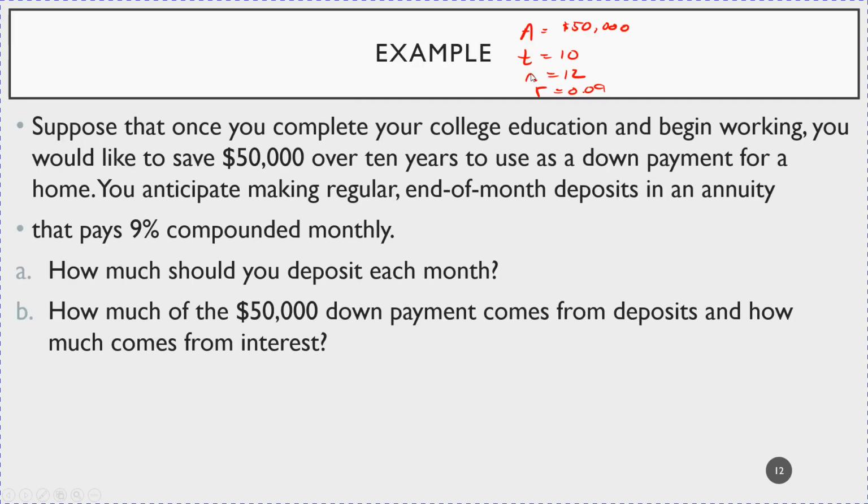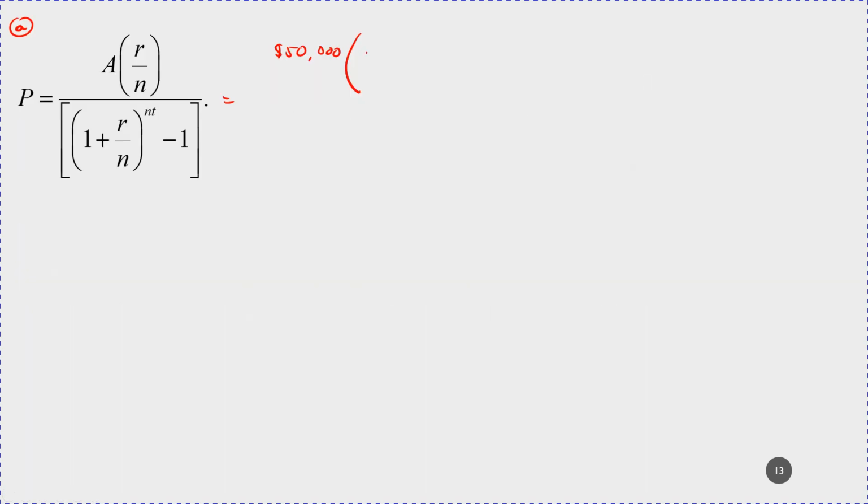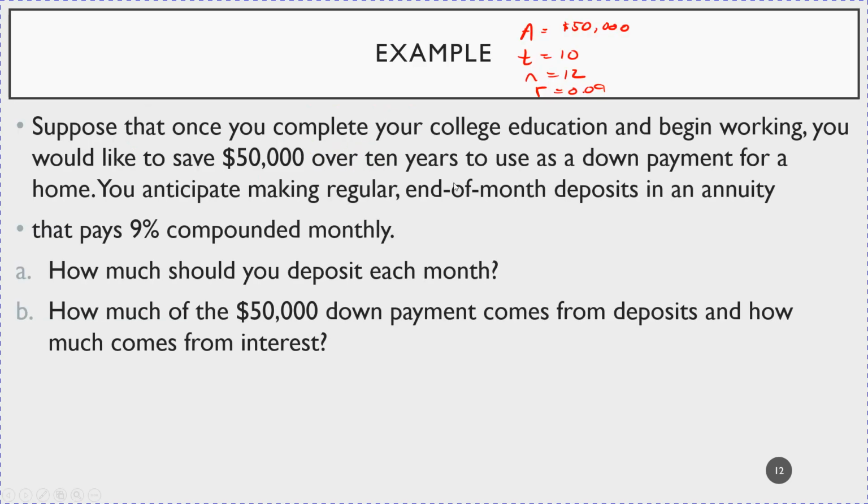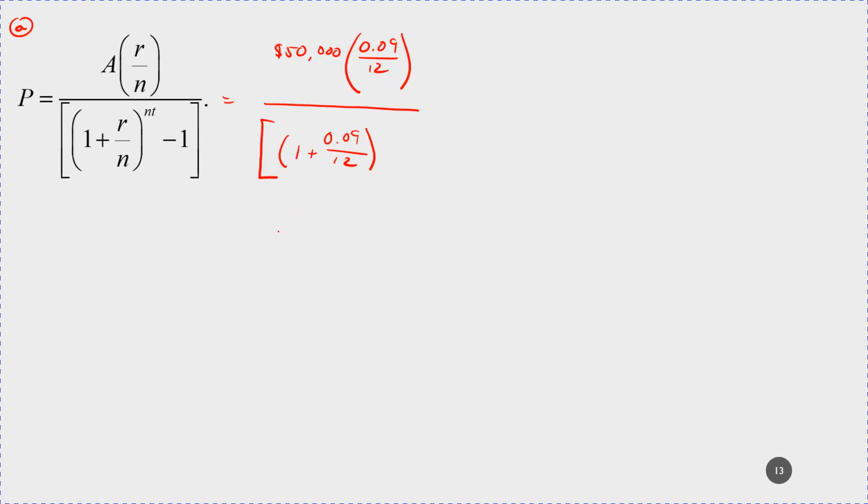times R divided by N, so it's 0.09 divided by 12. All divided by, and then here, okay, so this is 1 plus 0.09 divided by 12. And remember, you're doing this for 10 years. Okay, so it's n times t. So it's 12 times 10 minus 1.